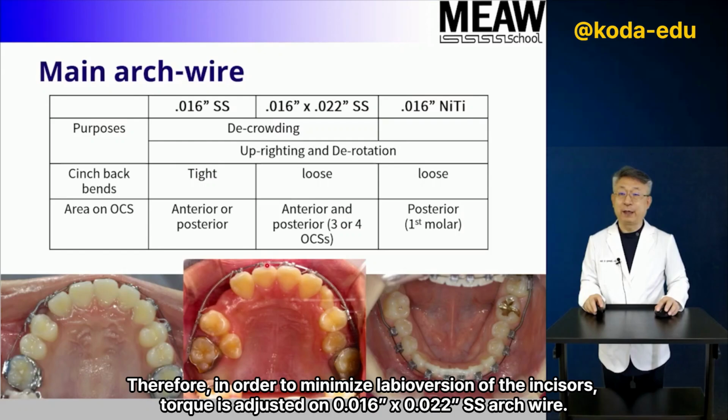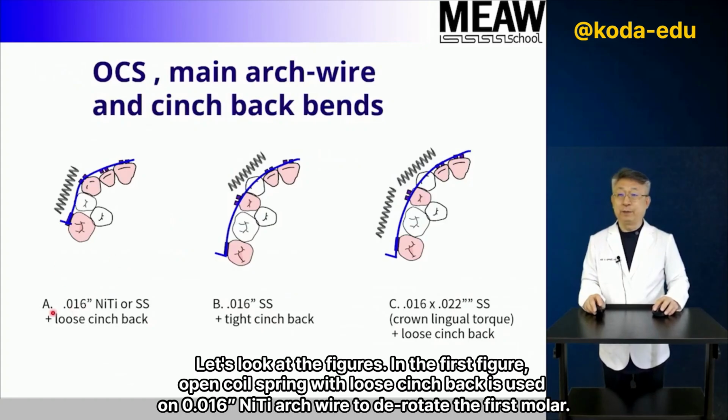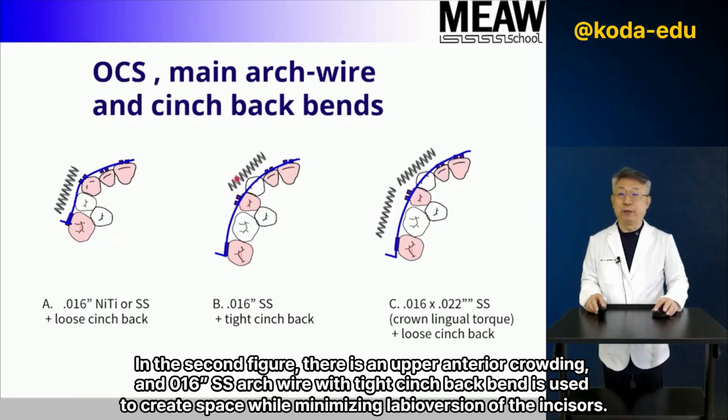Therefore, in order to minimize labioversion of the incisors, torque is adjusted on 0.16-0.22 SS arch wire. Let's look at the figures. In the first figure, open coil spring with loose cinch back is used on 0.16 niti arch wire to derotate the first molar. In the second figure, there is an upper anterior crowding and 16 SS arch wire with tight cinch back bend is used to create space while minimizing labioversion of the incisors.